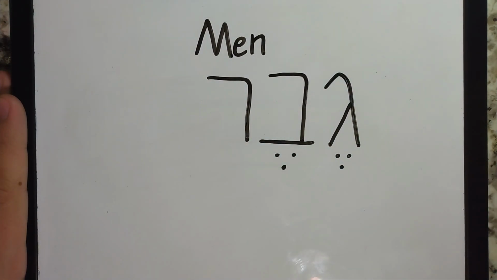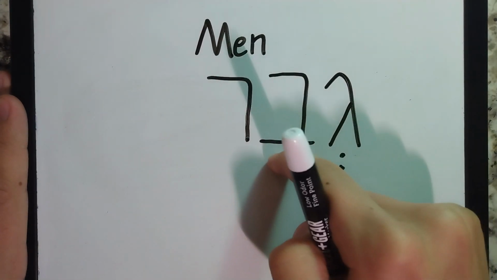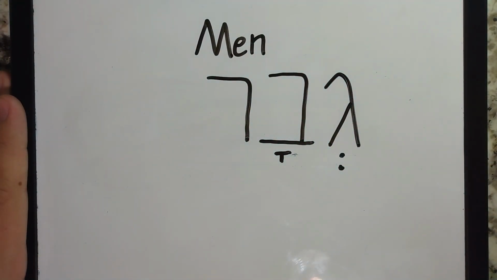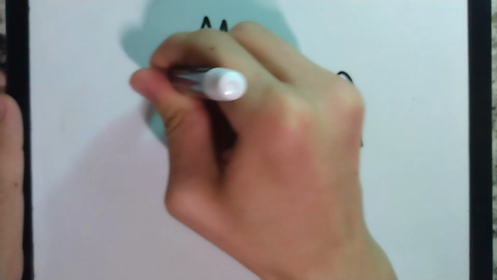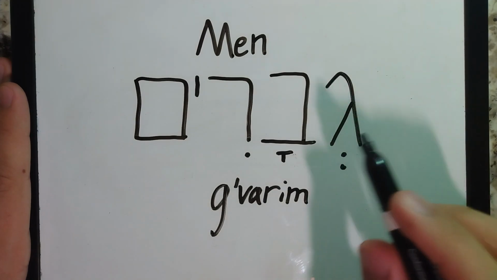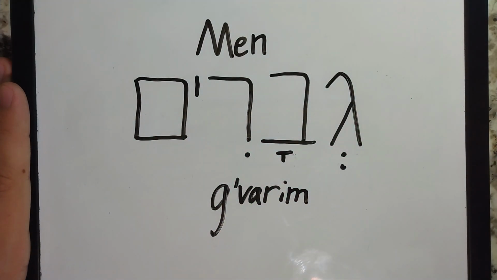When we pluralize these seglet nouns, they change their vowels. The second to last vowel will become a shva, and the last vowel will become a kamatz. Once we have changed these vowels, we can add a plural ending. The plural ending for gever will be the im ending, like most masculine nouns. So we have gavarim, men, the plural of gever.